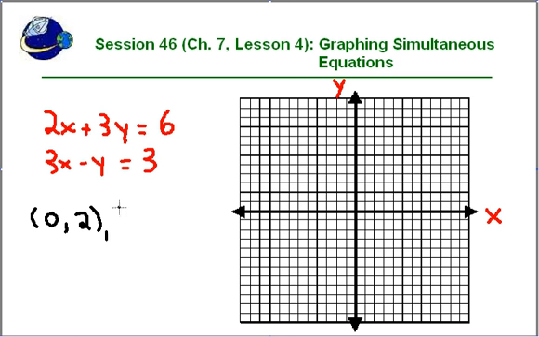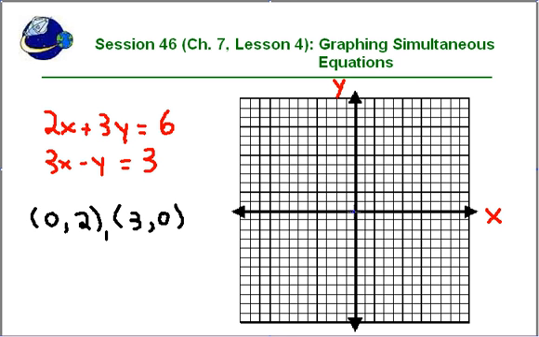Let's choose another point and find the values for x and y. What if we make y 0? We'll put 0 in the y portion of our coordinate pair. When y is 0, 3 times 0 is 0. That just leaves us with 2x on the left. 2x equals 6. 2 times which number is 6? 2 times 3 is 6. So at this point, we have two different ordered pairs that represent solutions and points for this equation. Let's go ahead and graph those 2 points.